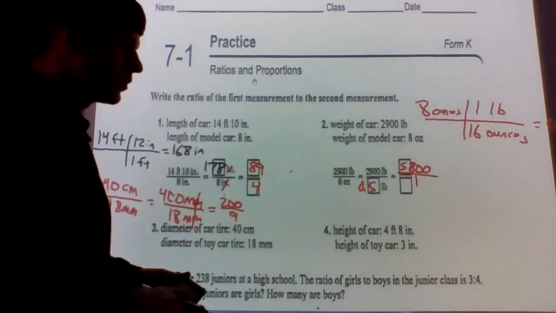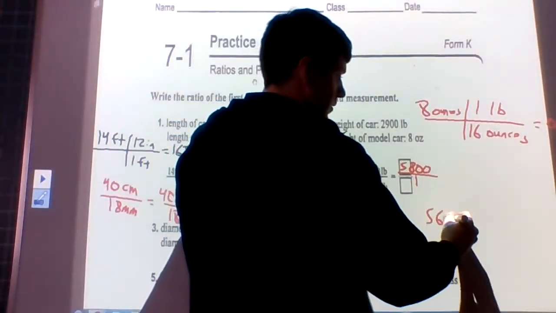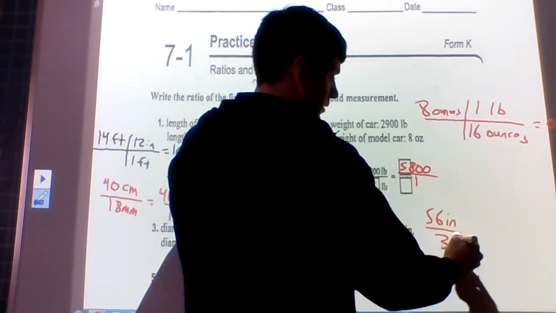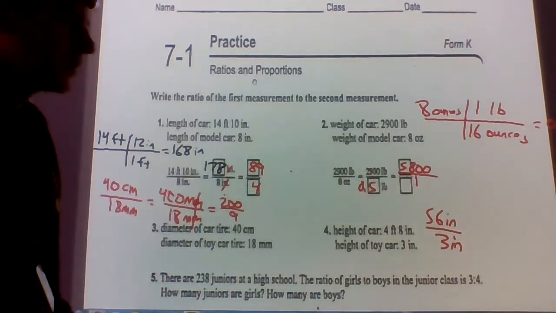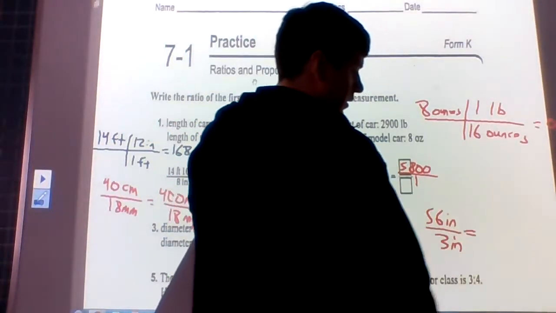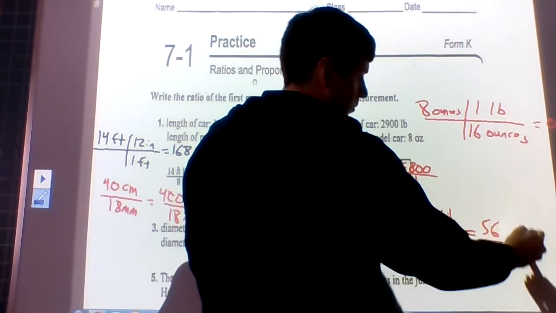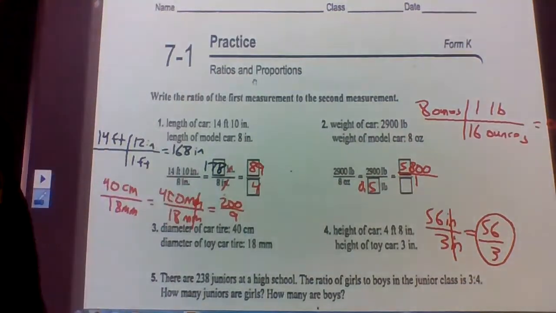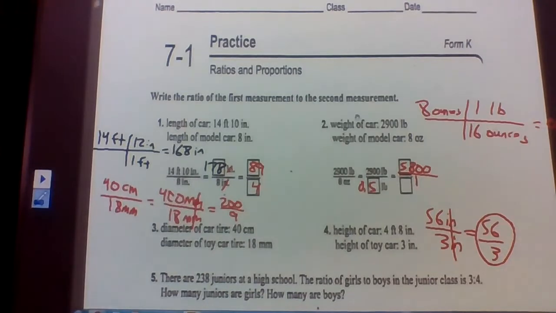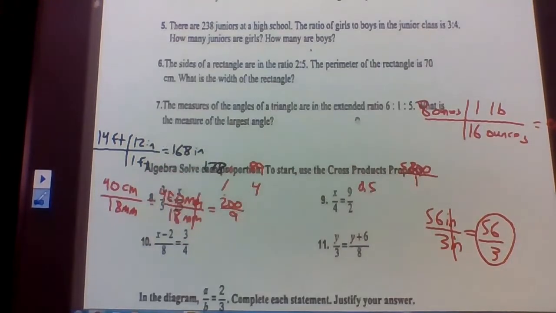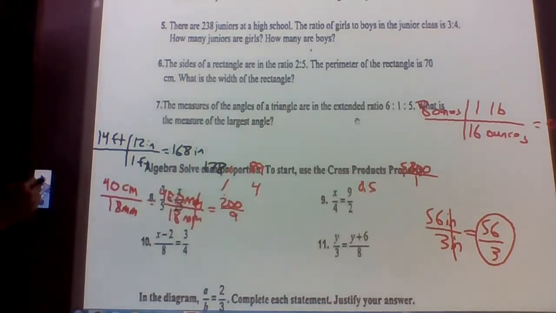The height of a car is 4 feet 8 inches, so that's 4 times 12 is 48 plus 8, that's 56 inches. The model, or the toy car, is 3 inches. I don't think 56 is divisible by 3. The inches cancel, so we get 56 over 3. So that's straightforward. It's just writing your ratios. Again, there are no conversions on the test, so you just need to be able to write the ratio.